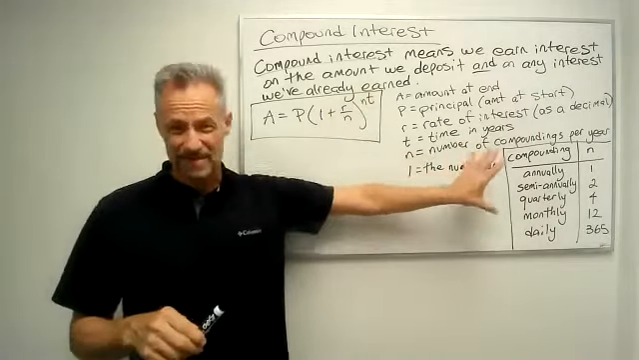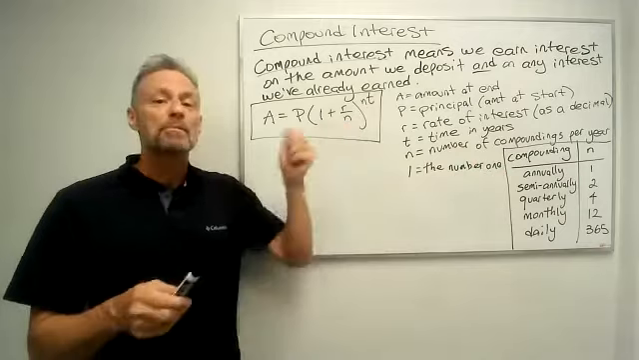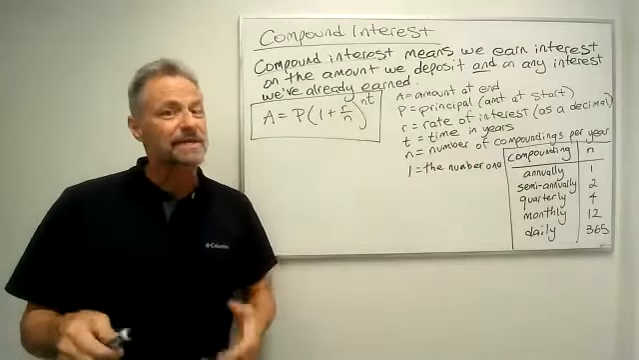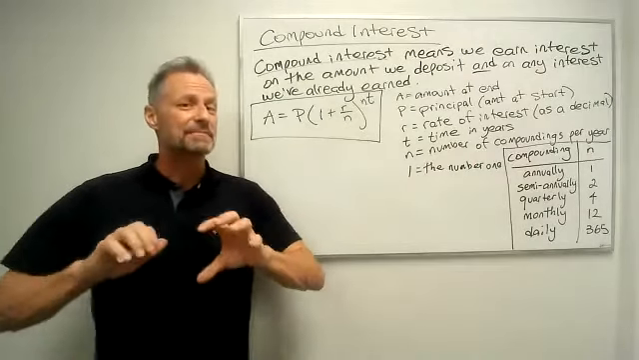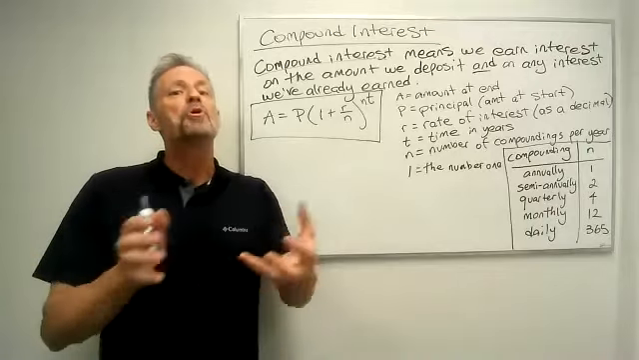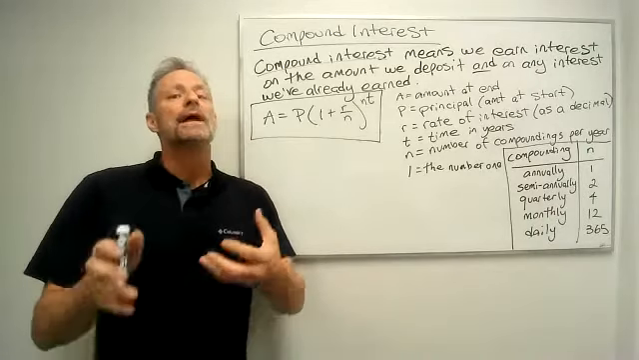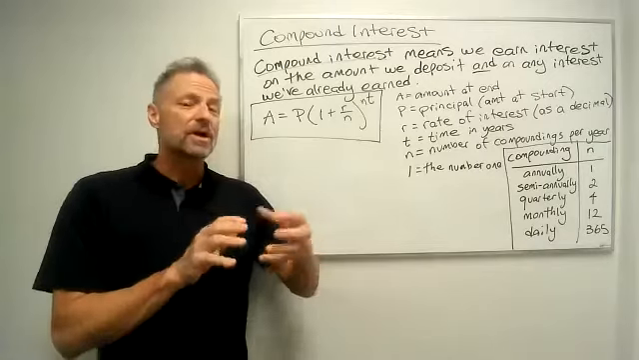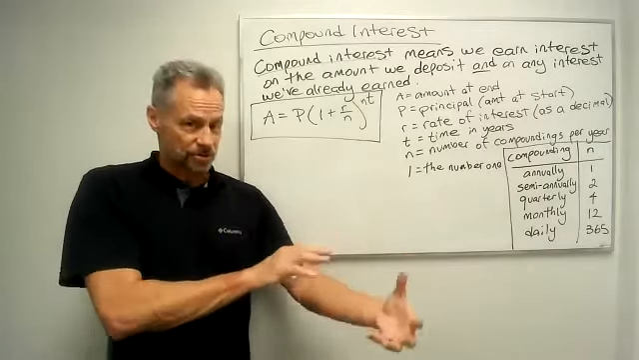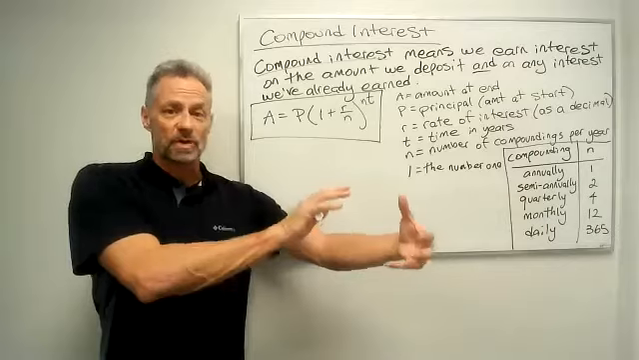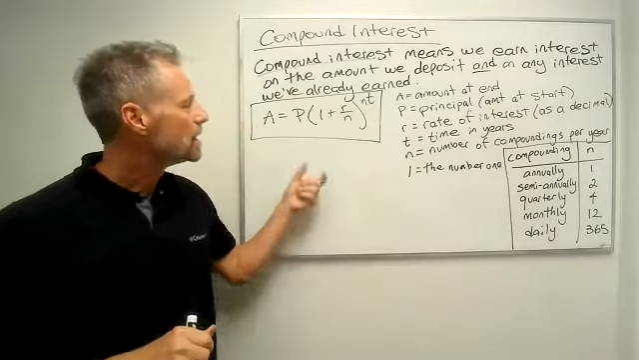Okay, compounding's n. n is the number of times we compound the interest, meaning the number of times they calculate the interest, put that into our account, and then the next time we get interest, we have more money in our account to get interest on. That's the principal that's going in, that's gaining more interest.